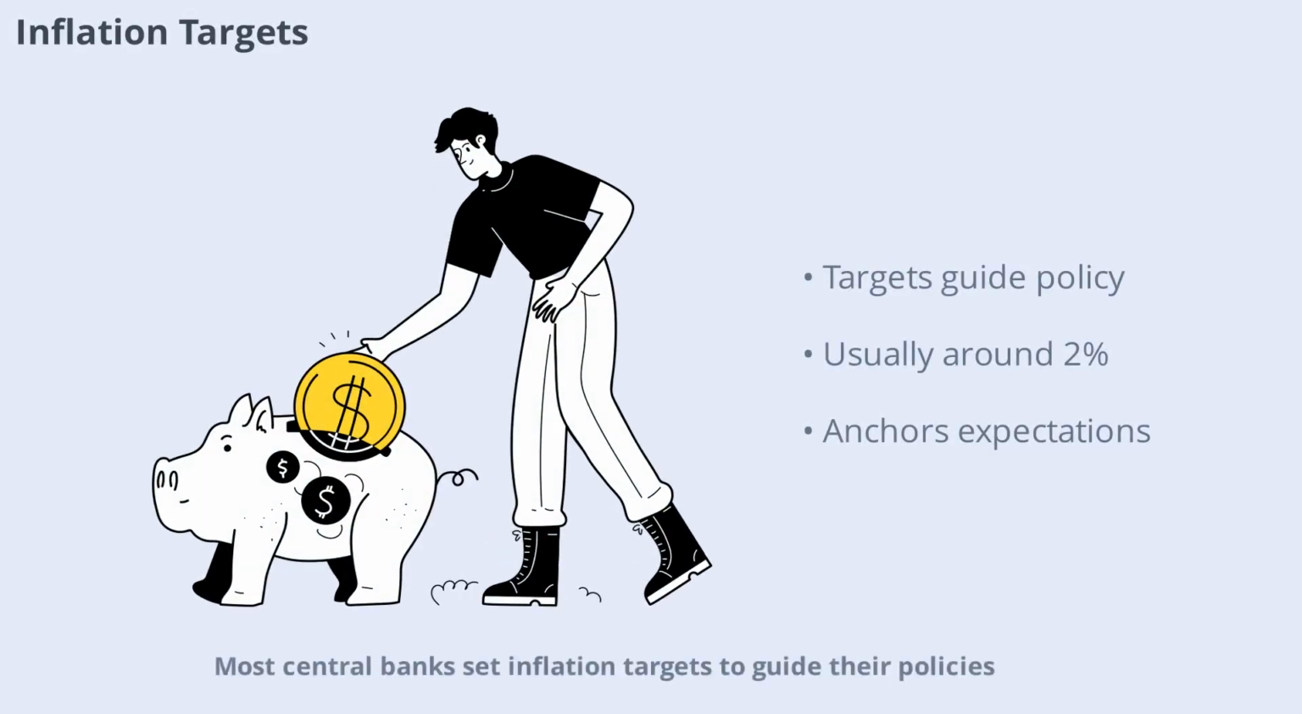Most central banks set inflation targets to guide their policies. These targets are usually around 2% per year, which is considered healthy for economic growth. If inflation moves too far above or below this target, central banks adjust their policies to bring it back in line. Clear targets help anchor expectations and provide stability for businesses and consumers.